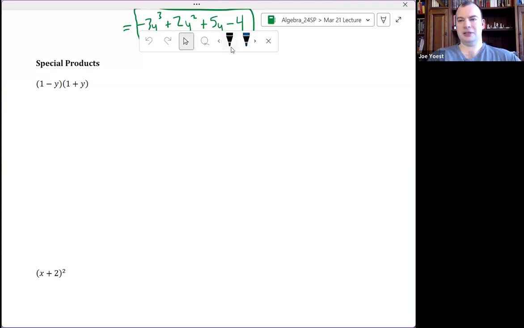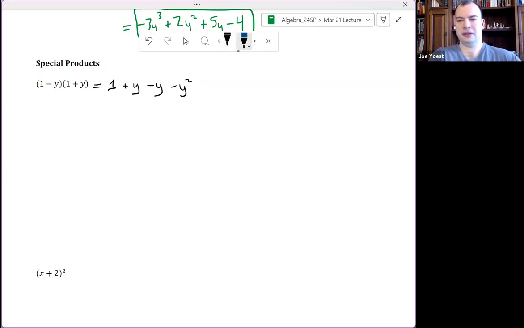If I want to multiply this out, this is binomial times binomial. I could FOIL it. I could multiply the firsts, 1 times 1. The outers, plus 1 times y. The inners, minus y times 1. And the last, minus y times y, or minus y squared.